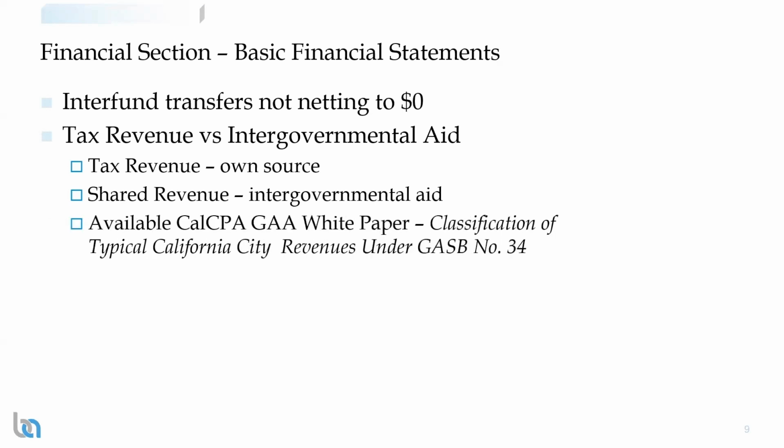Again, it's probably ancient at this point, but there is a white paper that classifies common revenues at that time and categorizes where they should be reported in fund financials and also on the government-wide financial statements. It's a helpful tool to go through, and it's accessible to everybody.